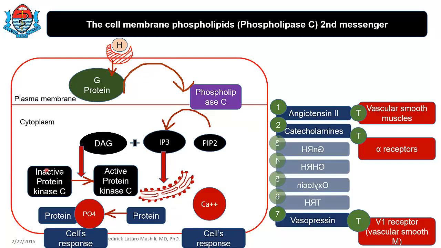And then you have all these other hormones. And it's easy to tell. These hormones are actually produced by the hypothalamus. You have the releasing hormones, but you also have the hormones of the posterior pituitary. These ones are secreted by the posterior pituitary but are synthesized by the hypothalamus. So you can easily tell what are the examples of hormones that act through the cell membrane phospholipid second messenger system. And you should note the differences when you talk about angiotensin 2, catecholamines, and vasopressin.